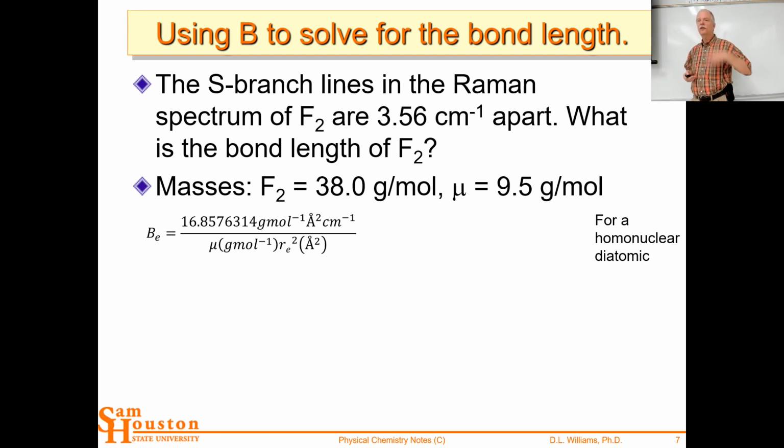So walk me through the steps. What is the first thing I do? I've got 2 S branches. They're 3.56 wave numbers apart, and this is a Raman experiment, and I want to get to the bond length. So the Raman spectral lines are how far apart? 4B, because it's Raman. Okay, so I take that 3.56 and divide by 4. And now I have B.